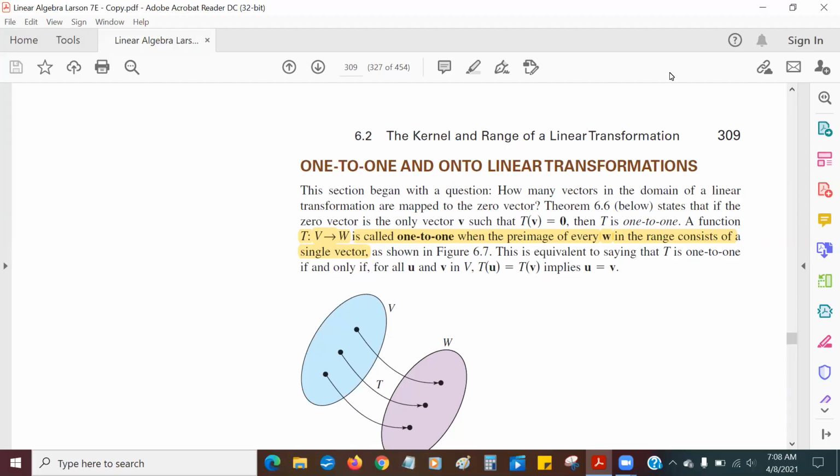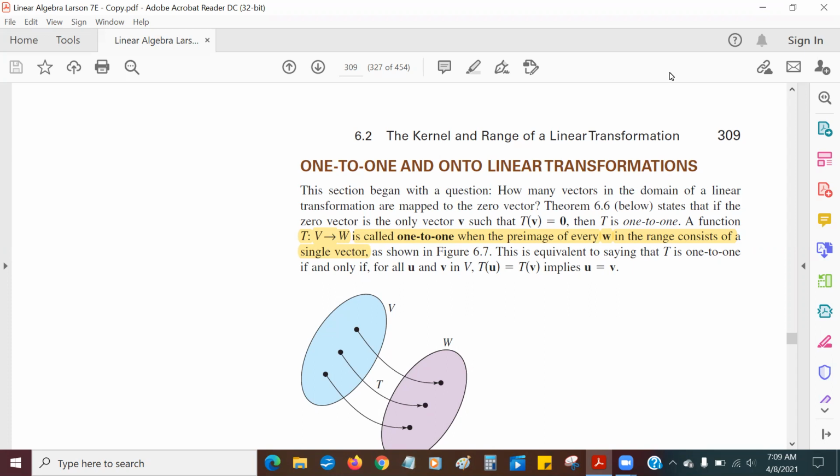Hello, everybody. We're continuing in section 6.2, and we're going to talk about functions. This is a concept, one-to-one and onto. These are concepts you probably have seen in regular high school algebra classes, but let's just go through it.